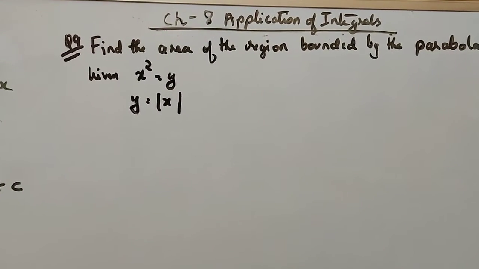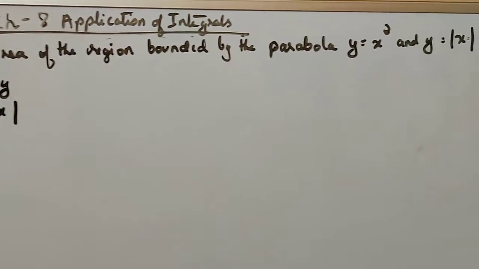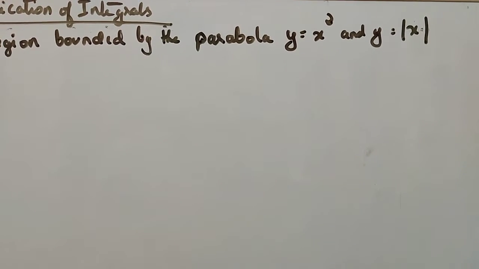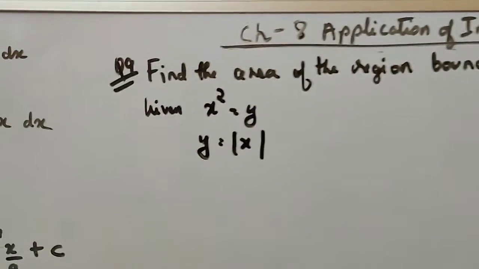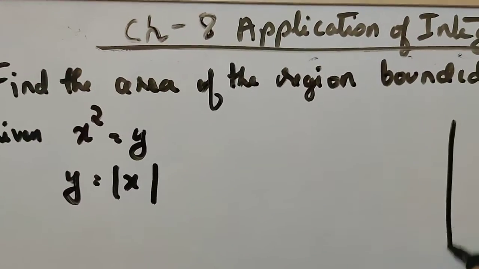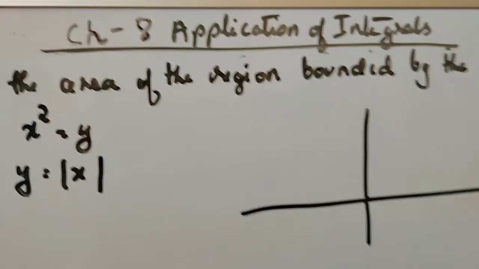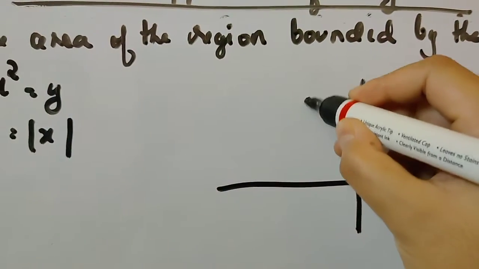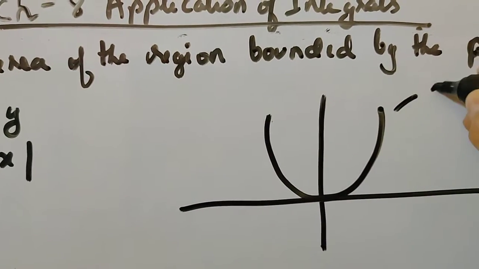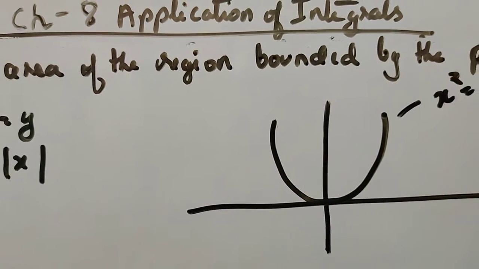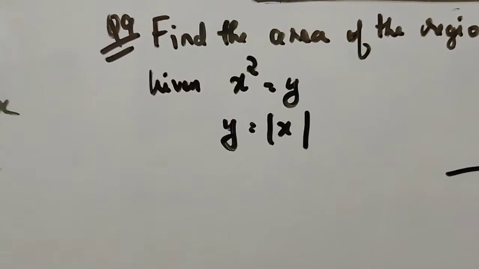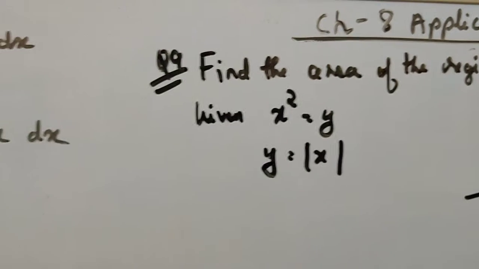Question number 9. Find the area of the region bounded by the parabola y is equal to x square and y is equal to mod of x. Given this, it is x square is equal to y, so my parabola will be looking like this. Now the line given is y is equal to mod x.